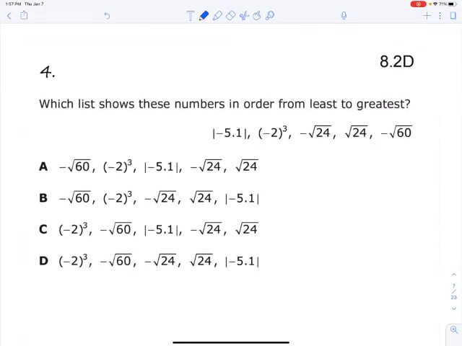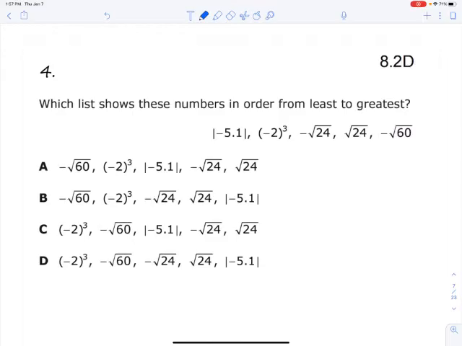Number 4. On this particular one, what we're looking for says which list shows these numbers in order from least to greatest. Again, this is one of those where you're going to type these into the calculator, but there are a couple of things that we need to understand on this problem. The first thing is these bars right here. If you remember, those bars are what we call absolute value bars. Absolute value bars ask how far is that number from 0? And that answer is always going to be positive.